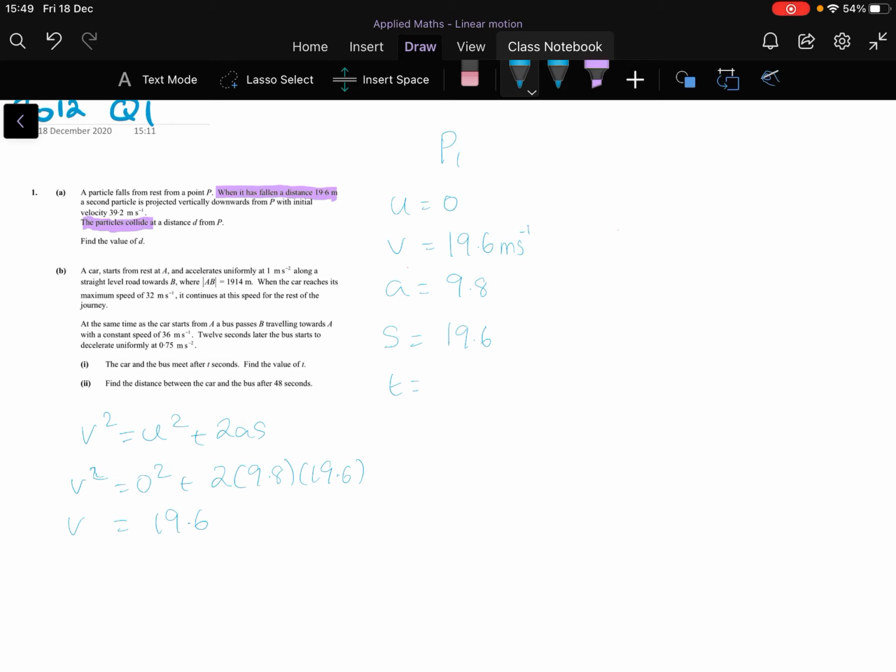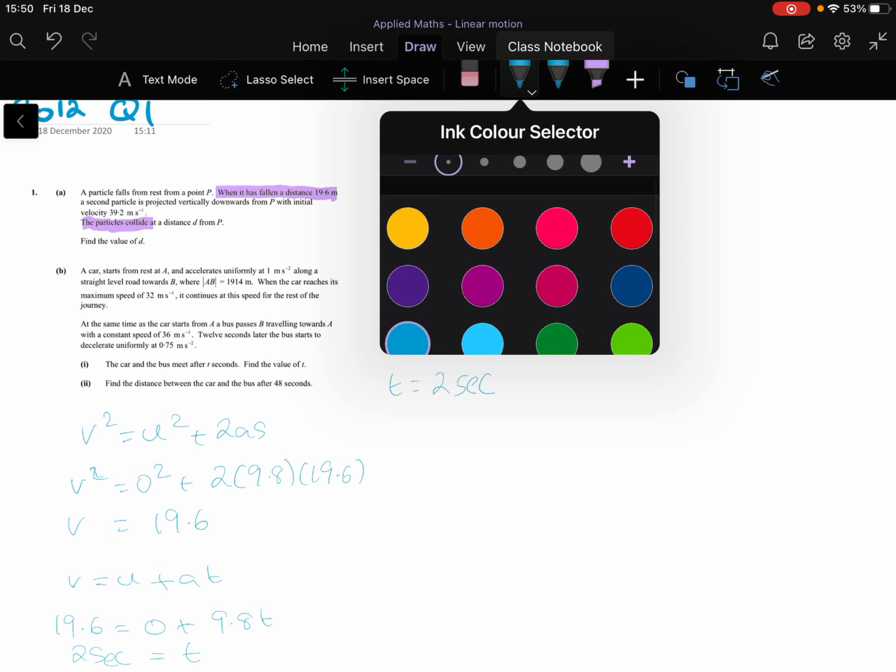The next thing I'll take a look at is the time. So it's going to be v equals u plus at. That's going to be 19.6 is equal to 0 plus 9.8 times t. So t comes out to be 2 seconds. That means that I now know that particle 1 is dropped and 2 seconds later particle 2 is vertically projected downwards.